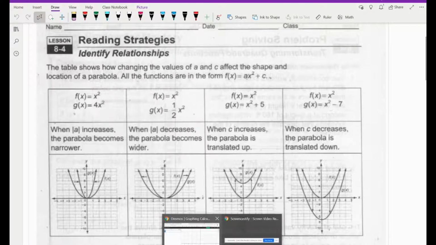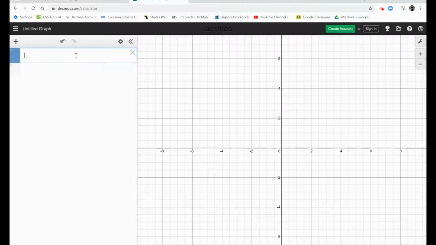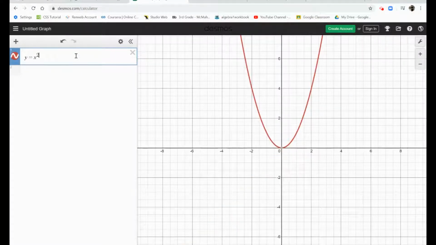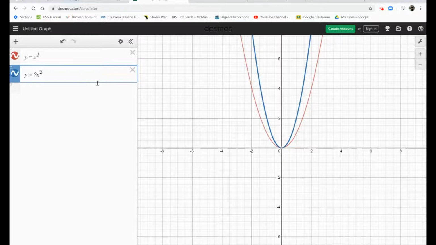Now let's graph a few quadratic functions here. I'm going to graph a very basic quadratic function, y equals x squared. And we can see over here, here's a very basic quadratic function, y equals x squared. Now, what if I put a number in front of the x squared? If I said y equals, let's say, 2x squared, what happens? You can see it in blue here, the 2x squared, it's actually getting narrower.